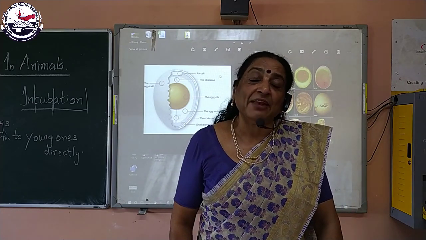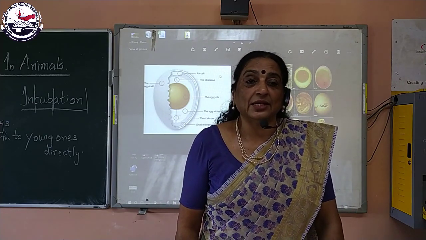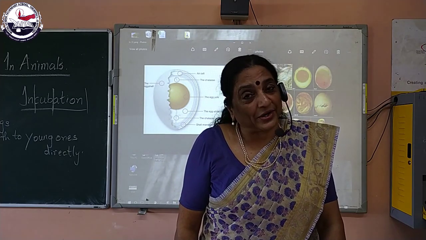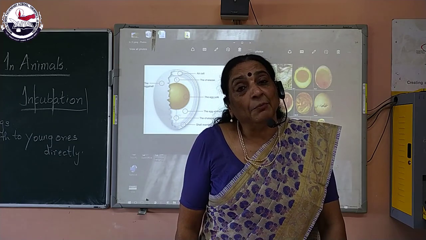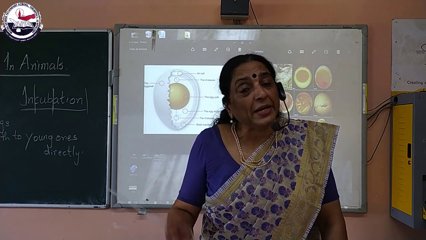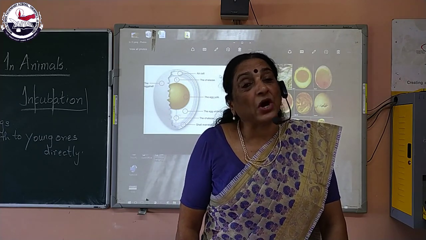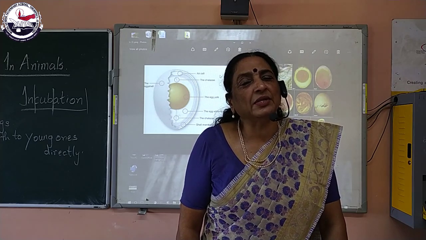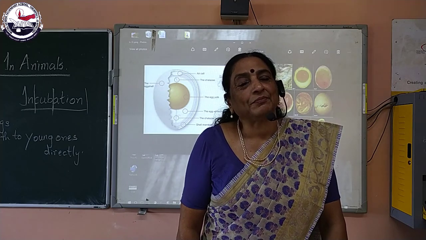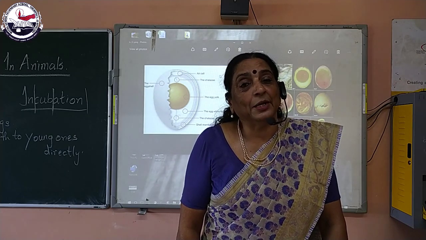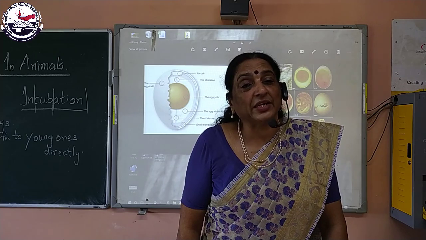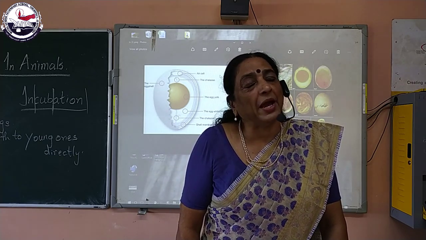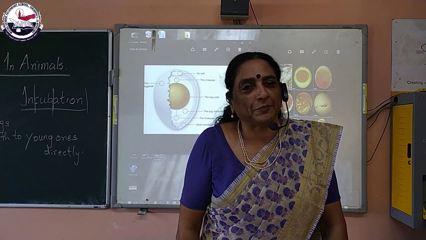So doctors advise adults or the aged not to eat more yolk. They can eat more of the albumin, the white part of the egg. Doctors advise that once in a week you can have 2 or 3 eggs, but take more white. Every day you can have 2 or 3 white parts of the eggs.